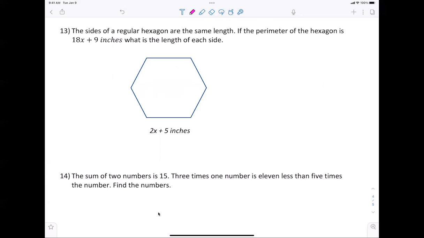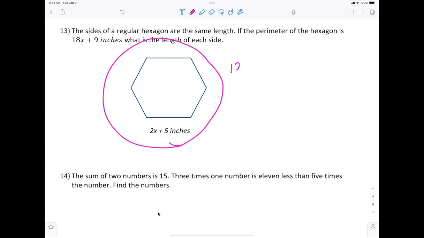All right, so here, can someone explain what regular hexagon means? Hexagon comprises 6 sides, 6 equal sides, and the angles are also equal. All right. That's what that means. So how many 2x plus 5s are there in this figure? So the perimeter of this hexagon in terms of x would be what? 12x plus 30. Exactly.